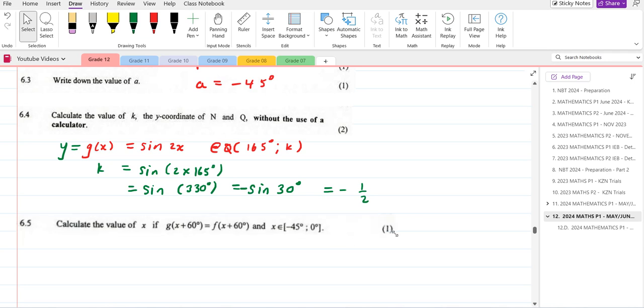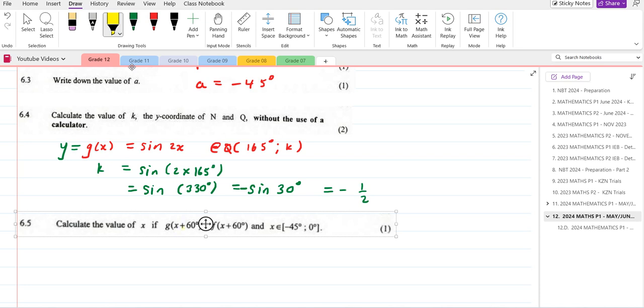Question 6.5. Calculate the value of x if g of x plus 60 is equal to f of x plus 60. Now, what happens when you're adding 60? You're actually moving the graph to the left, right? And f of x is moving to the left as well. So both the graphs are moving towards the left.